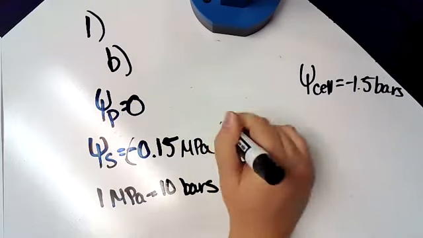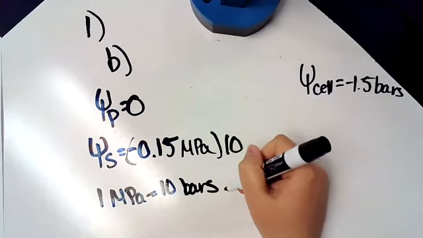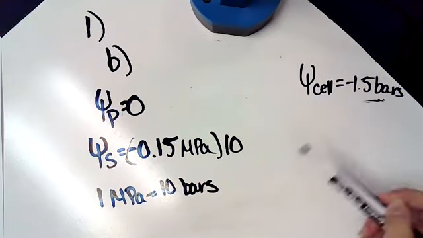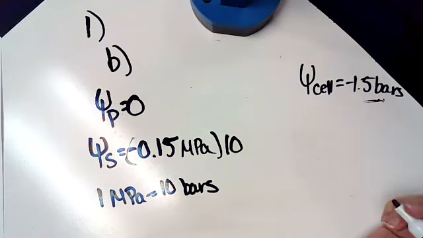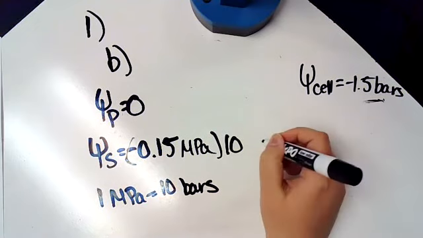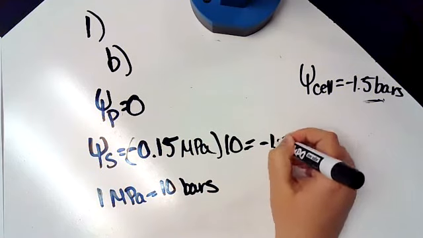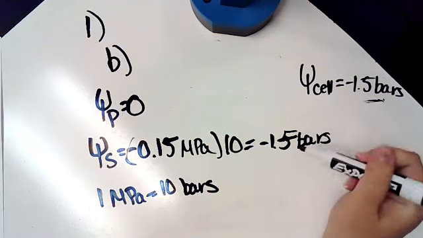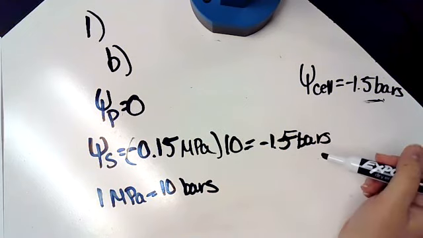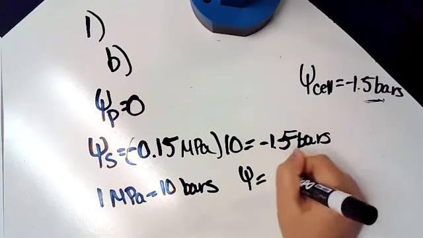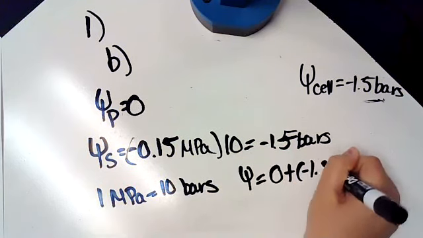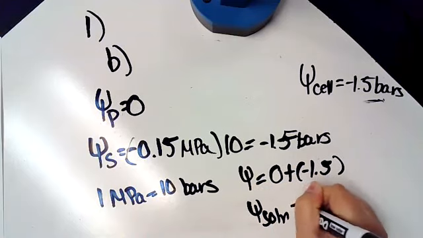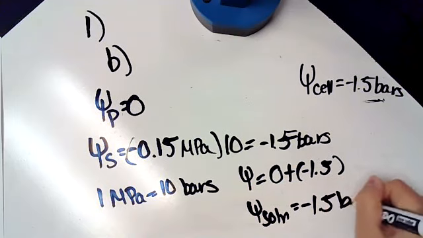So we are going to take this and multiply it by 10 to get it into the same units as our cell potential so we can compare them, right? So this is going to equal negative 1.5 bars. Then we want to see which way the water is going to move. So we're going to calculate our water potential. So that is going to be 0 plus a negative 1.5, which gives us our water potential of the solution equals negative 1.5 bars.